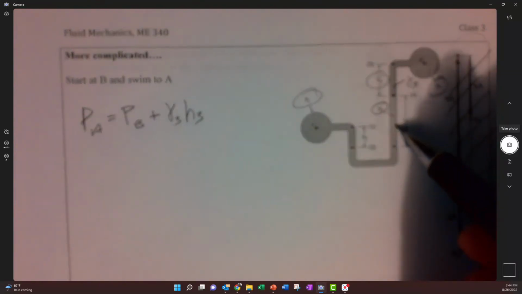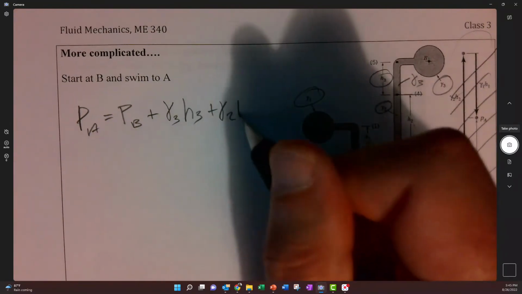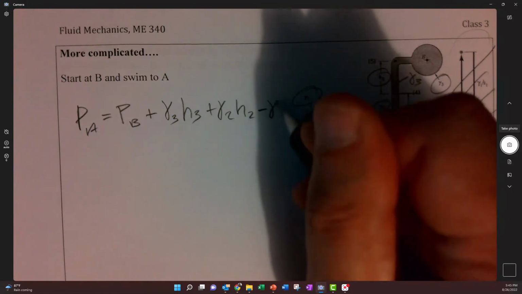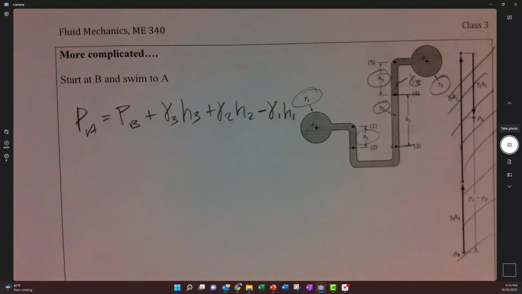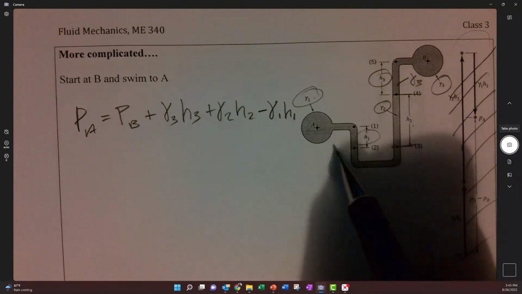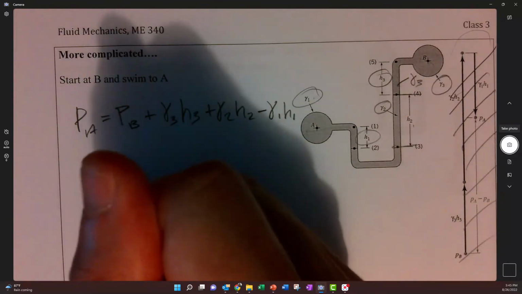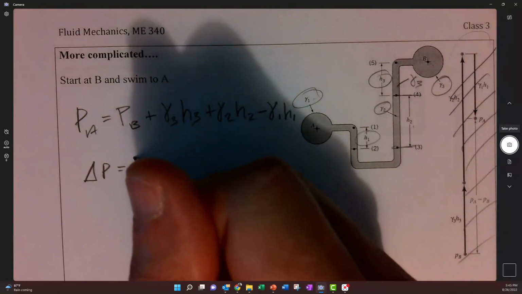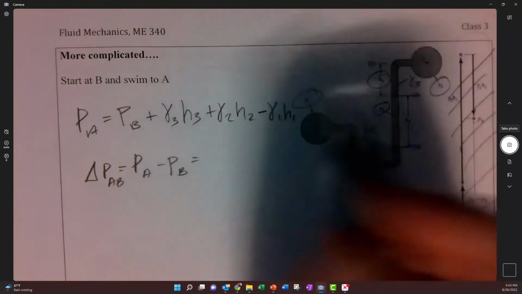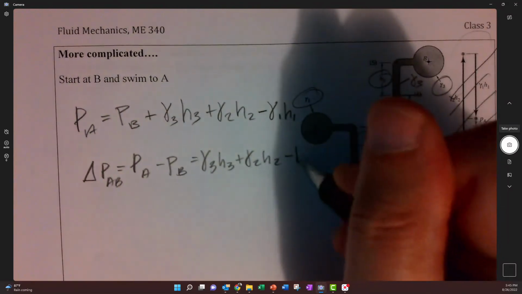And then we're going to keep swimming down from here to here. So that's going to be plus gamma 2, H2. And then we're going to swim up to get here. So this is a different liquid. So I go minus gamma 1, H1, right there. And we could actually go the other direction if we wanted to, right? Sometimes we might want a delta P, like what is the difference between A and B? So let's go delta AB, A minus B, and then of course it is going to be gamma 3 H3 plus gamma 2 H2 minus gamma 1 H1.